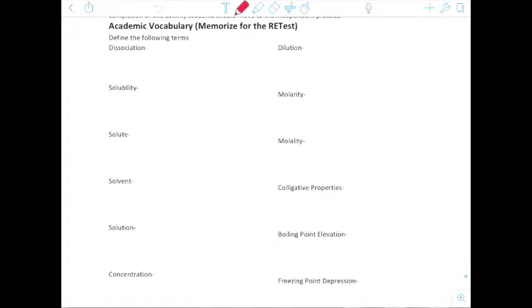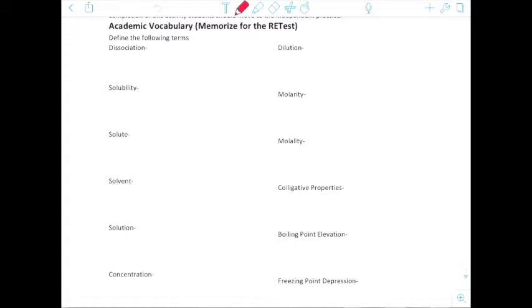Dilution, not dissolution, but dilution is when a substance moves from a higher concentration to a lower concentration. Molarity, molarity is the concentration of a substance measured in moles per liter. Molality is also concentration, but it's measured in moles per kilogram.